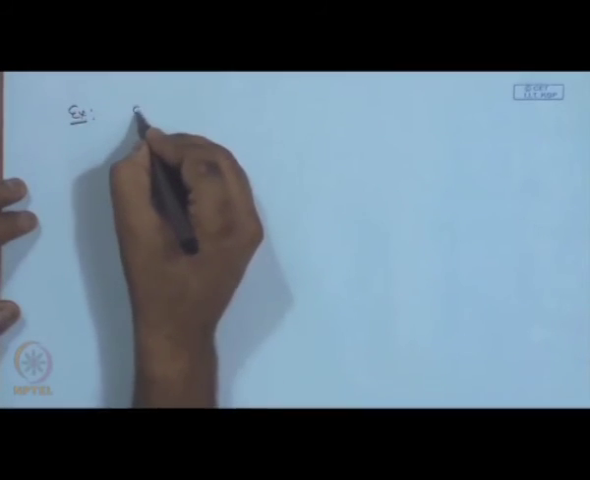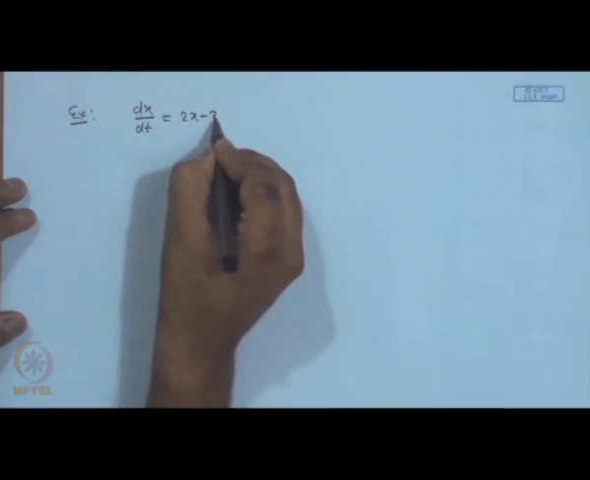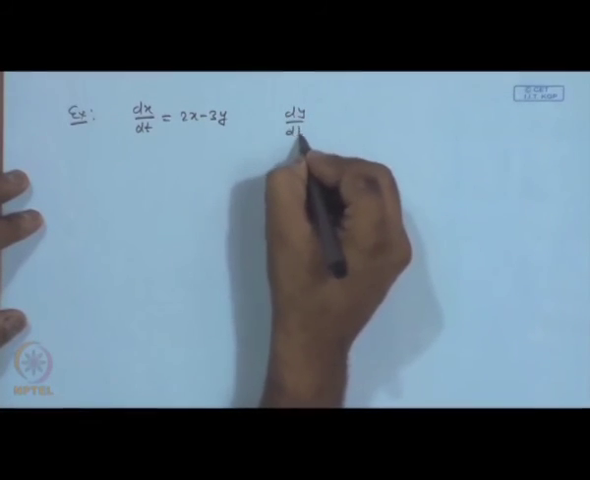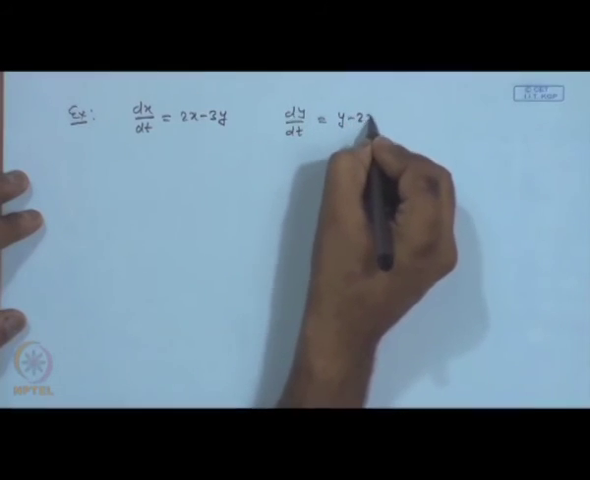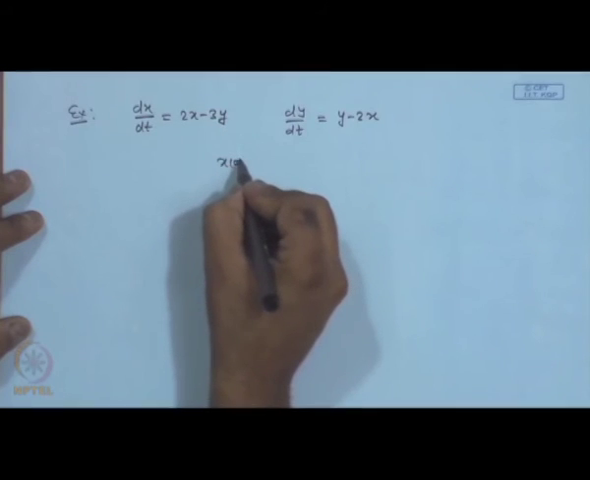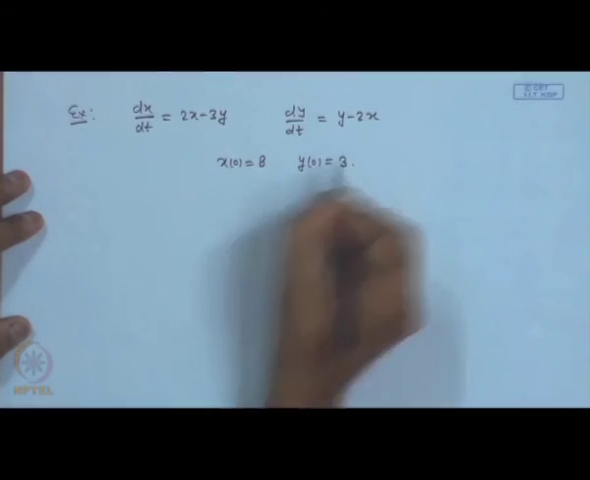The last example we consider quickly, and that's a simultaneous differential equation. I will just give the idea of how to solve a simultaneous differential equation. In this very simple example, dx/dt = 2x − 3y, and dy/dt = y − 2x, and the initial conditions are given: x(0) is 8 and y(0) is 3.